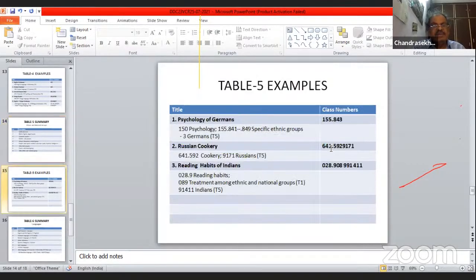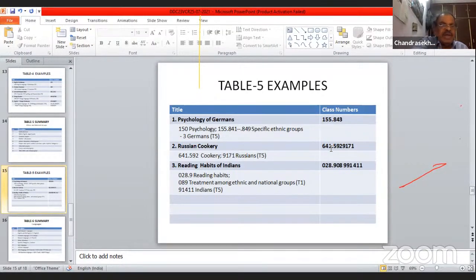So in this one, Indians will come. I will show you some examples. Psychology of Germans. The psychology number is 150. So psychology of specific ethnic groups is 155.84, to 0.849. There is an instruction given there: you have to take the particular ethnic group from table 5. 3 is Germans. To 155.84 you are adding 1 to 9 for specific ethnic groups. 3 is Germans, taken from table 5.